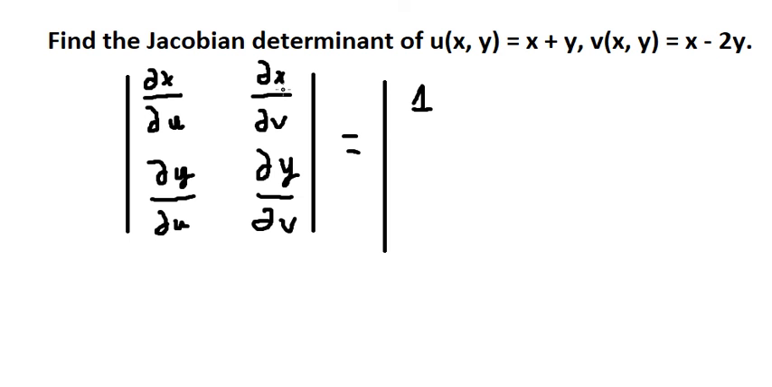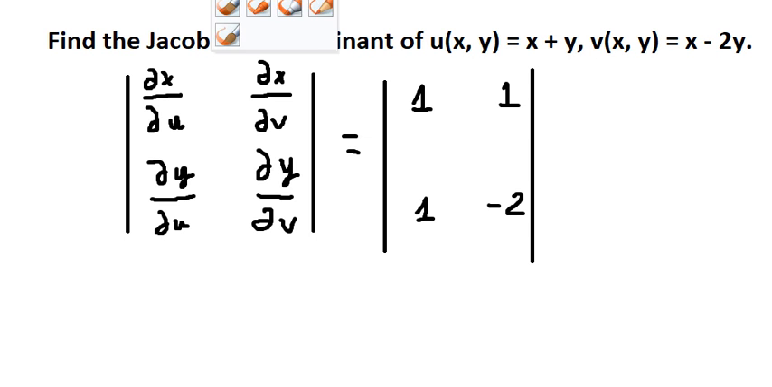First derivative of s with respect to v, similar, we have number 1. This one for y of u, so this one we have number 1 and negative number 2. And now we need to find the determinant.